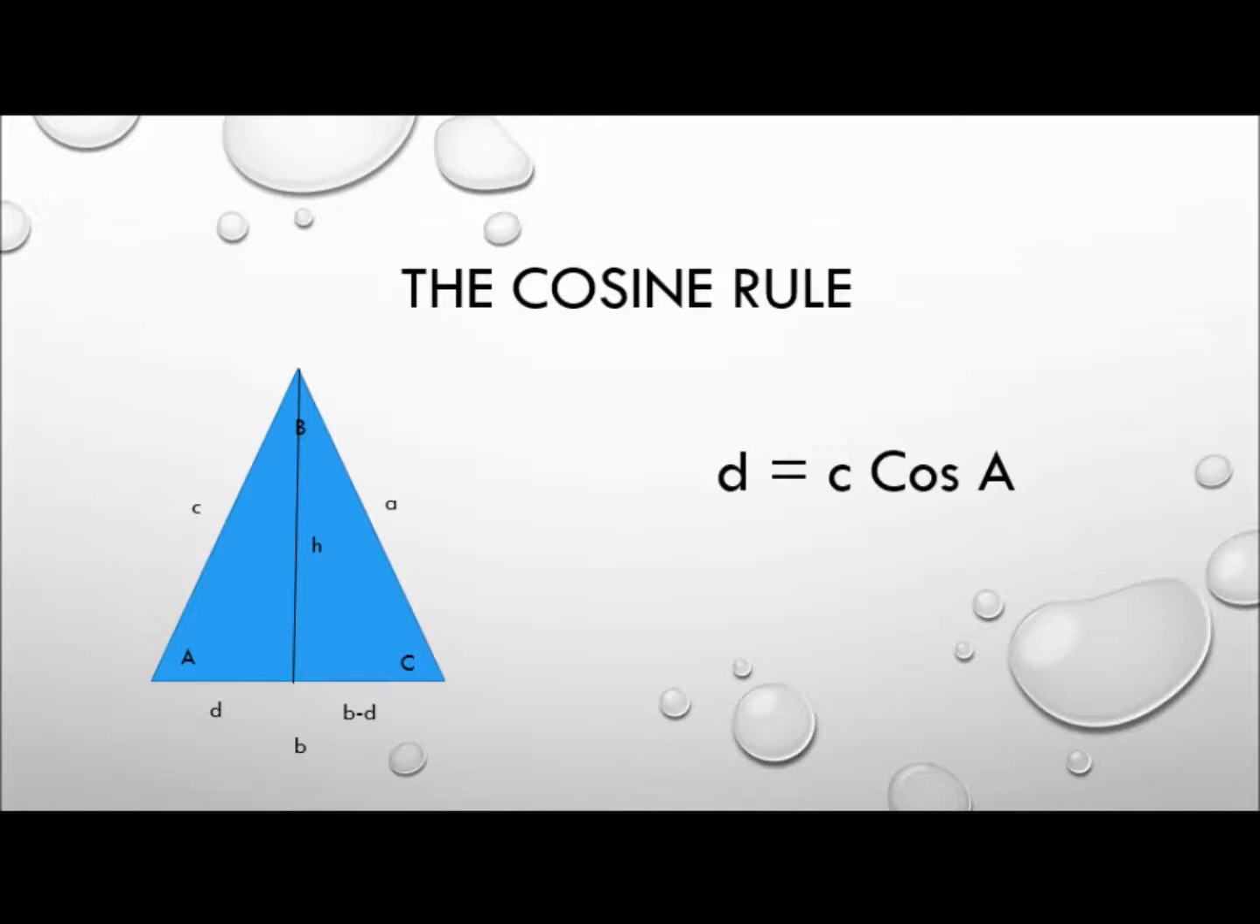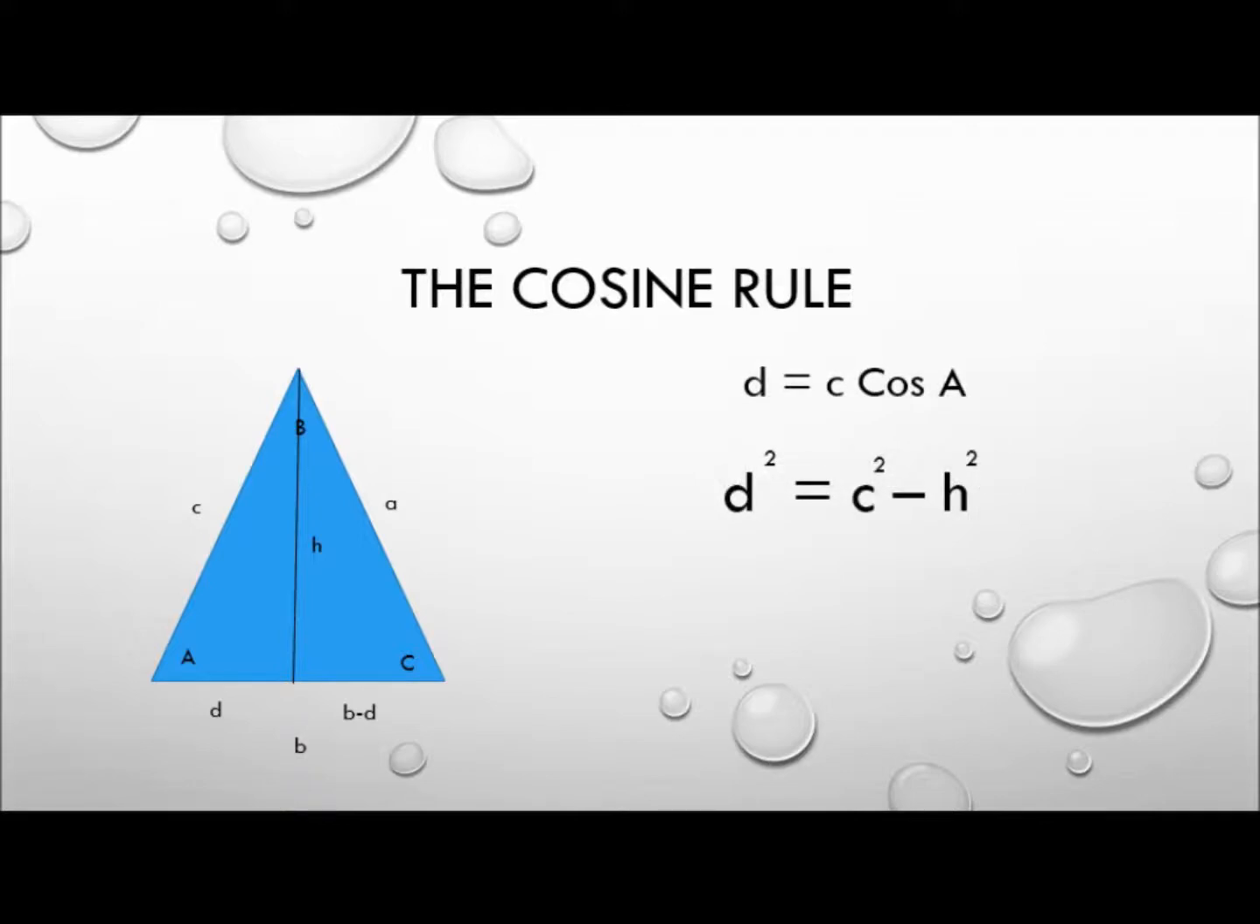Now this line is perpendicular to the base, so we can now use our SOHCAHTOA rules and say that length D is equal to the hypotenuse C multiplied by the cosine of A. Remember, adjacent over hypotenuse is equal to cosine of the angle. And the other thing we're going to do is take that vertical line and label it H. H for height, because that's the height of the triangle.